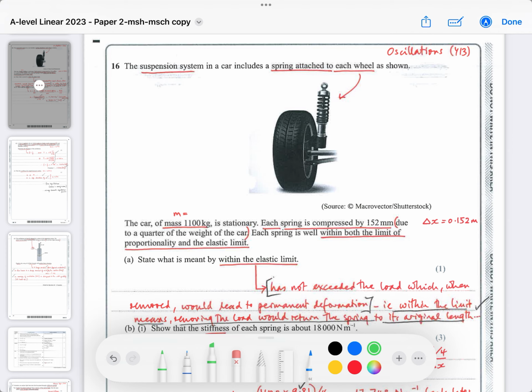Okay, so this is from the oscillations topic in year 13 of both syllabuses. And it reads as follows. The suspension system in a car includes a spring attached to a wheel. So you could consider the wheel as the mass. So it's a spring mass system. So if you know that if it starts oscillating, the suspension system could oscillate, then it will be T equals 2 pi square root of m over k. So that's the underlying equation which you'll find on the formula sheet.